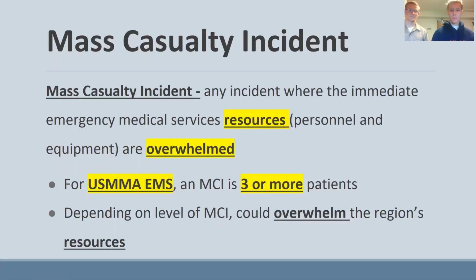So an MCI, basically, mass casualty incident, is anytime you are overwhelmed in your resources. For the academy, we have one bus, so we technically can transport 2 patients. Anything greater than 3 is considered a mass casualty incident. It depends on what region you are and how many buses you have, but for us, it's greater than 3.